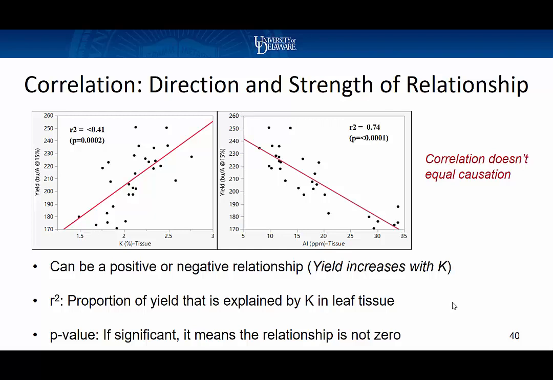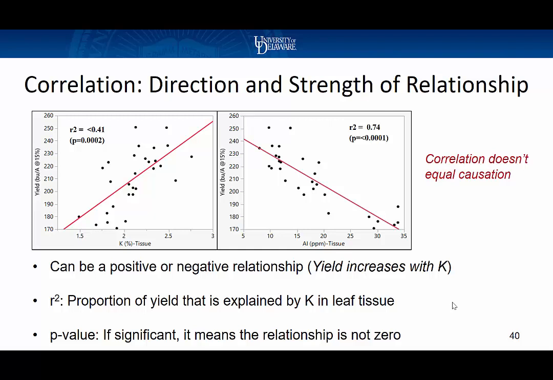The numbers you might see in our articles. One is correlation, and we always remember, right, that correlation doesn't equal causation, and this is great data to talk about it, because we have potassium in the tissue versus yield. And these are just sampled across the region. This is real data. So this R squared right here, a 0.41, it's the proportion of yield that's explained by potassium in the leaf tissue.